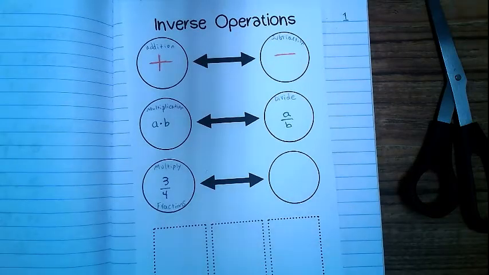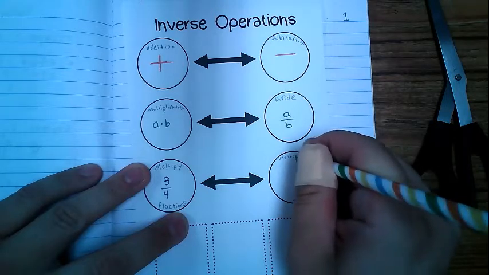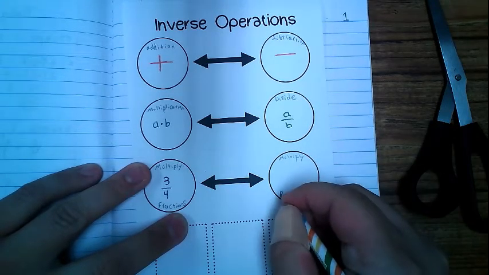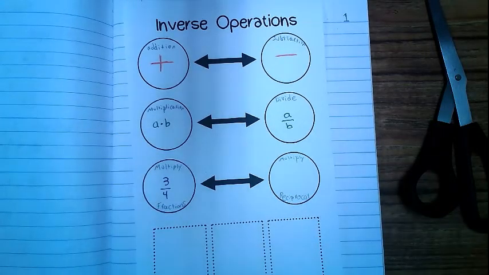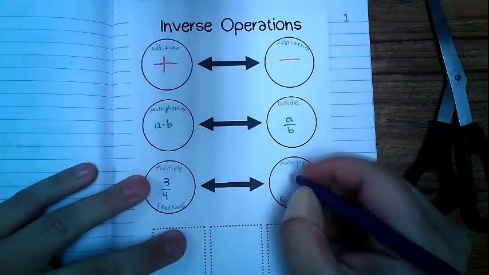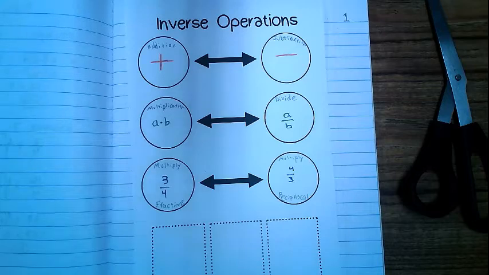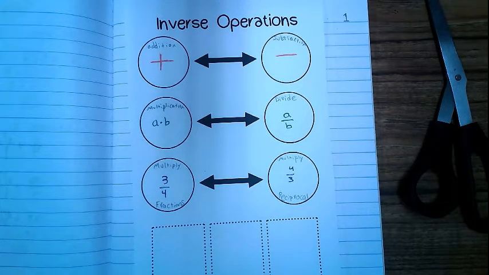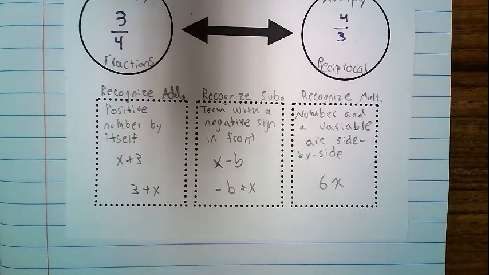Now this is when we multiply by fractions. Now the opposite of multiplying by a fraction is to multiply by the reciprocal. And the reciprocal of 3/4 is 4/3. So those are the 3 inverse operations that I want you to know for now. So now let's go over recognizing when we have to use addition, subtraction, and multiplication.